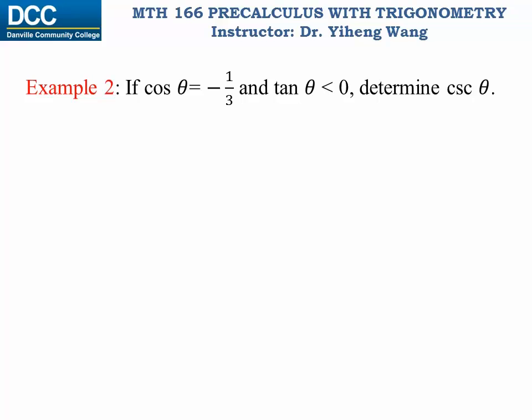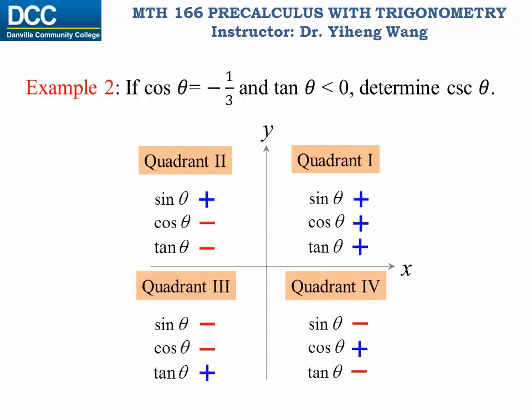Let's look at this example. If cosine theta is negative 1/3 and tangent theta is smaller than 0, we need to determine cosecant theta. In this problem statement, it is not given directly what quadrant angle theta falls into, but we can derive that information ourselves. Again, if we look at this summary, we notice that cosine theta can only be negative in quadrant 2 and 3.